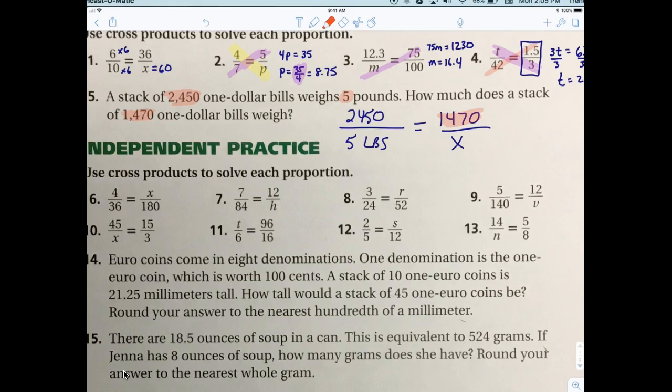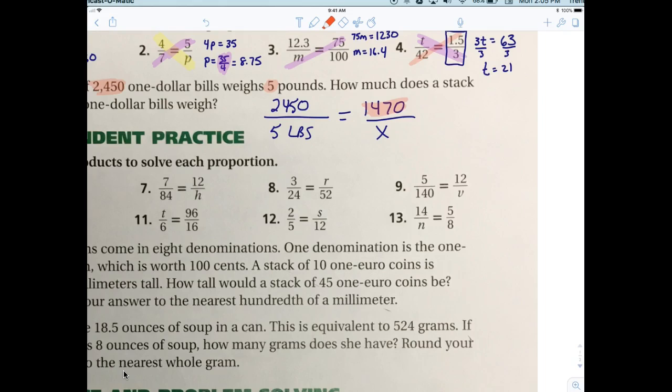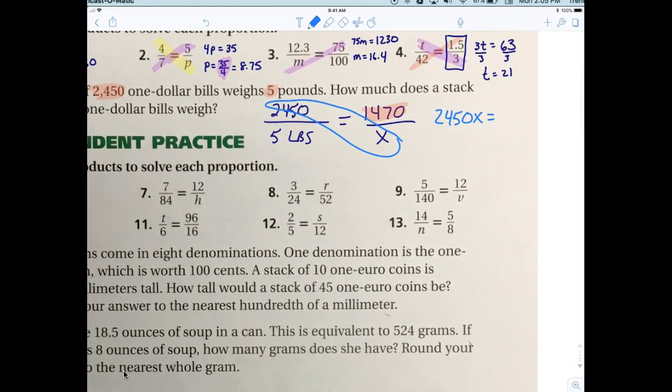Put your hand up. All right, now when I cross multiply, right, Mr. Diesel? Cross multiply. We multiply the number and the variable together. When you multiply the number and the variable together, you just put 2450x. 2450x is equal to, now what's 1470 times 5? I'm listening. 1470 times 5 equals 7,350. Everybody happy with that?